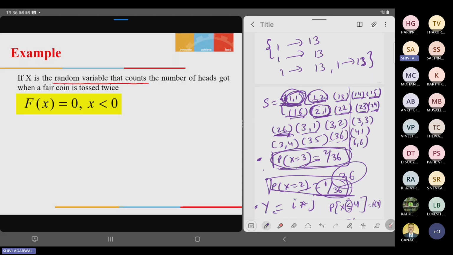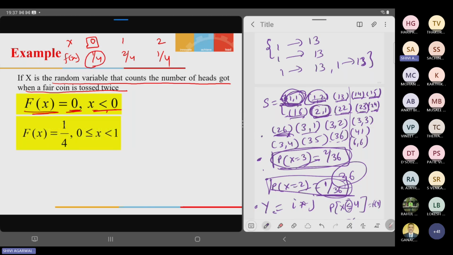We are taking one example here. X is a random variable that counts the number of heads when a fair coin is tossed twice. Same example we have done. Do you remember? So here x is equal to 0, 1 and 2. f(x) we are defining here as 1 by 4, 2 by 4, 1 by 4. That you have done. Clear? Now we are saying F(x) is equal to 0 when x is less than 0. X starts from 0, so for x less than 0 it is 0. But as we reach 0, it becomes 1 by 4.